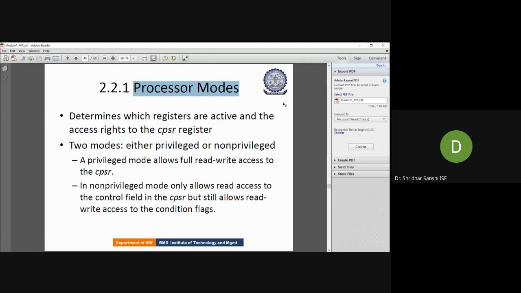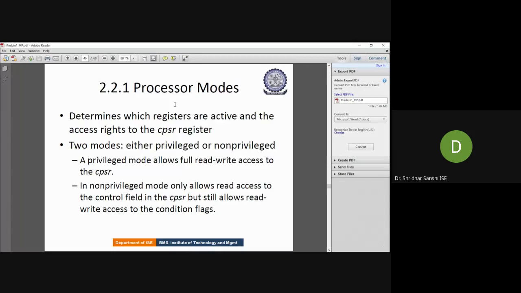So what do we mean by the processor modes? Whatever processor we have, it can operate in two modes. Have you worked on Linux? If you are installing some software, it requires you to execute it in administrative mode, correct? In Windows we have two modes: user mode and administrative mode. Whenever we are executing in administrative mode, we have some privileges.